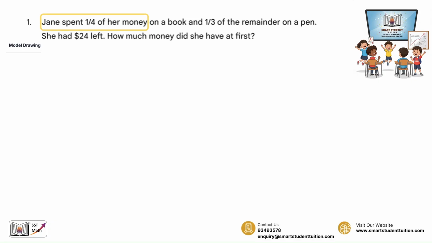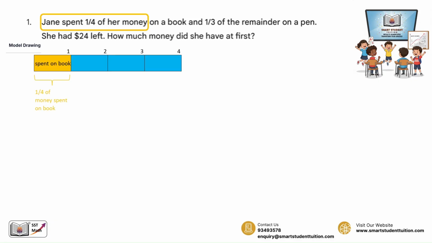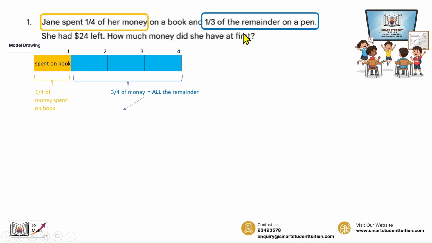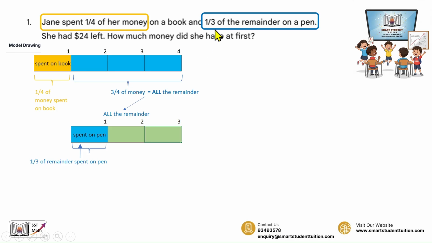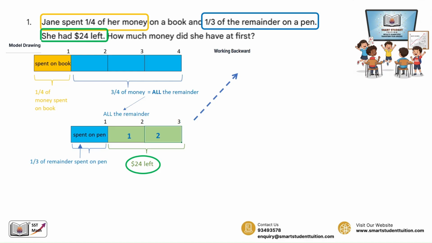Jane spent one quarter of the money on a book. Therefore, we're going to draw a bar diagram in four parts and mark out one part as money spent on book. That leaves us with three parts as a remainder. Now we're going to mark out one part of the remainder for pen because Jane tells us she spent one third of the remainder on a pen. And that will leave us with two parts left, marked in green here. And we know this is equal to $24 because she had $24 left. Now we have represented all her information onto a diagram. And then we can start to work backward to help Jane find the answer.